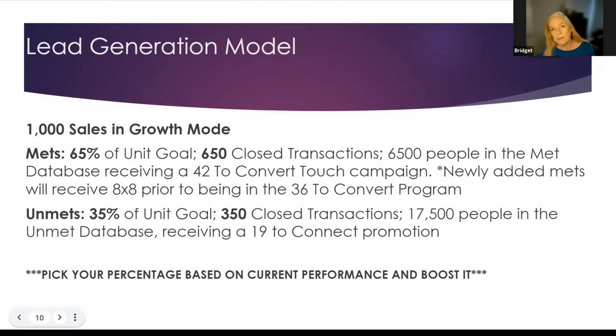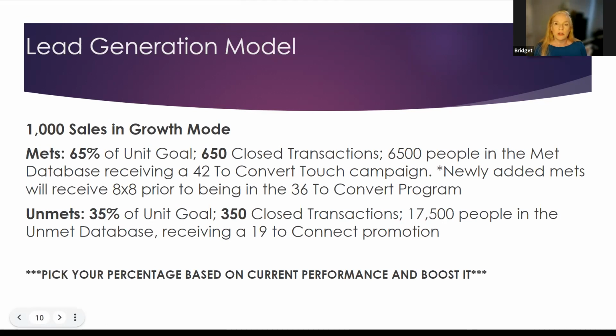Look at it one more time and figure out what percentage of your business came from Mets and what came from unmets, and see what your current percentage is. And then, knowing that the gold standard for growth, especially significant growth, is 65-35, pick your percentage. So let's say right now you're at 80% Mets, 20% unmets. You might decide, you know what, Bridget, next year I'm going to go for 72-28. You guys get that.